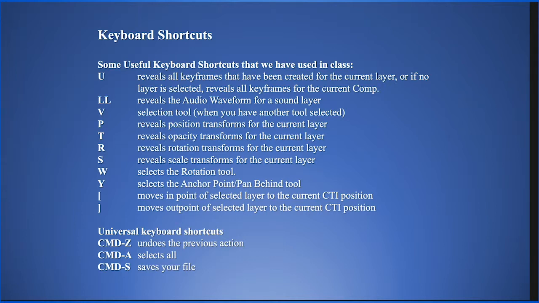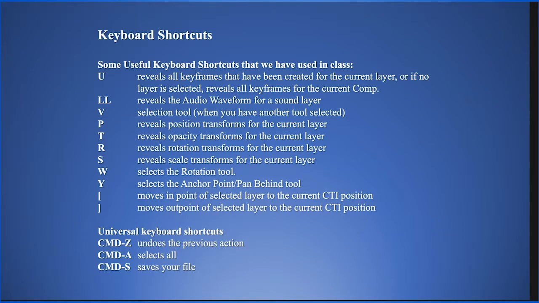LL, when you have an audio file selected, will reveal the audio waveform for the sound layer. V will get you the selection tool when you have another tool selected. P will reveal the position transforms for the current layer. T reveals the opacity transforms for the current layer. R reveals rotation transforms for the current layer. S reveals scale transforms for the current layer.